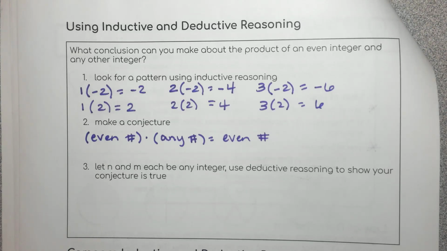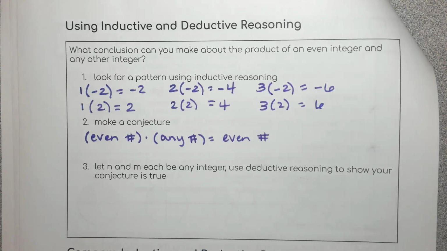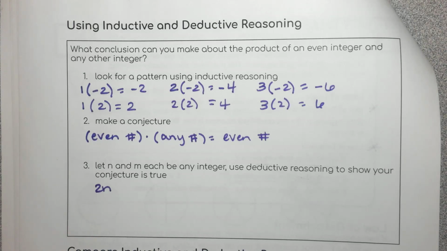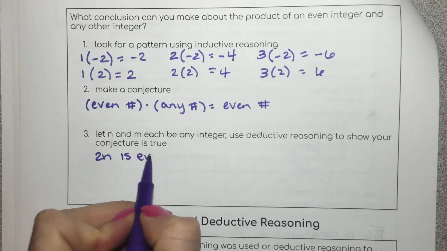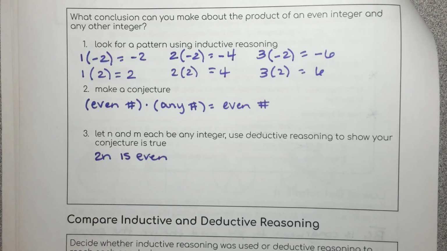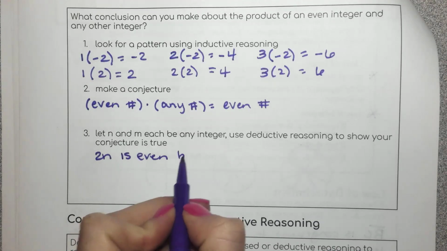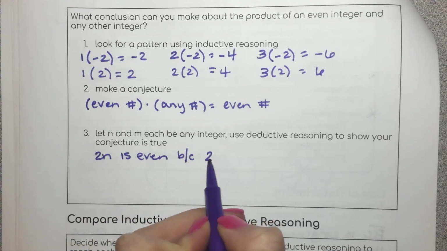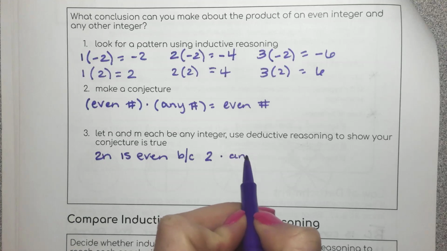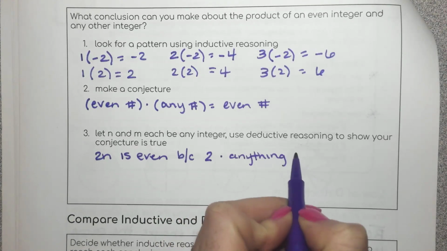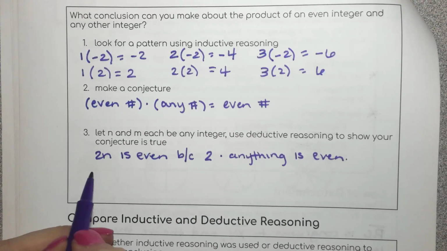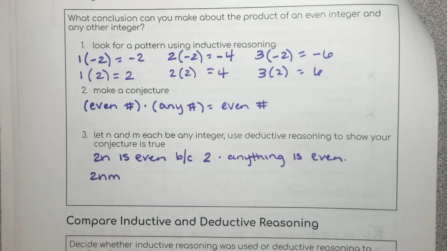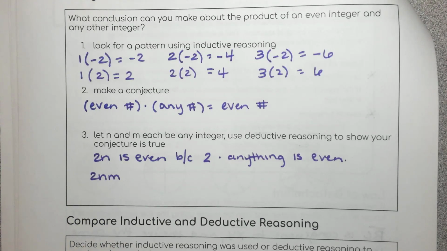If we're multiplying something by 2, we're going to say 2n. What do we know that 2n is going to be? Even. Why? Because anything times an even number is even, because 2 times anything is even. Okay, what if we had 2 times n times m? So now we're multiplying 2 by 2 other numbers.